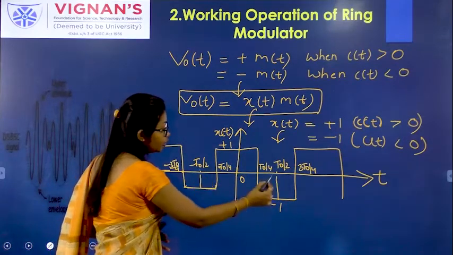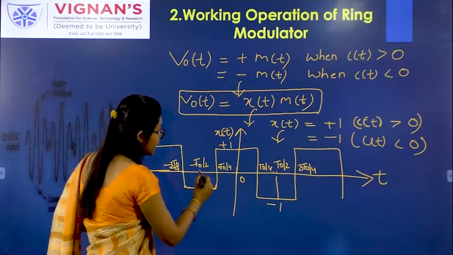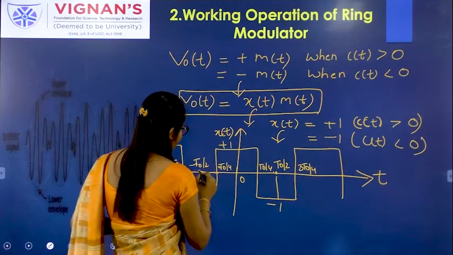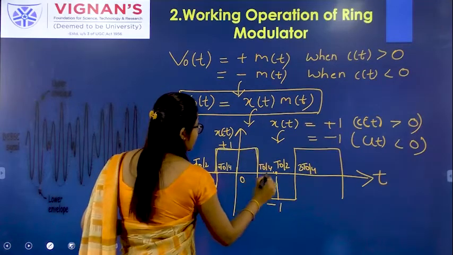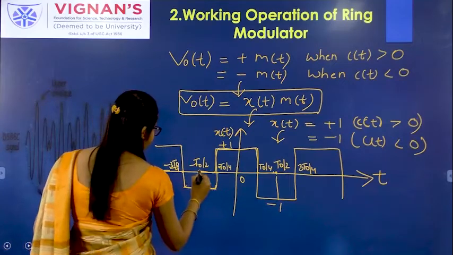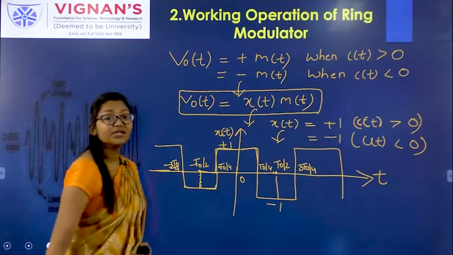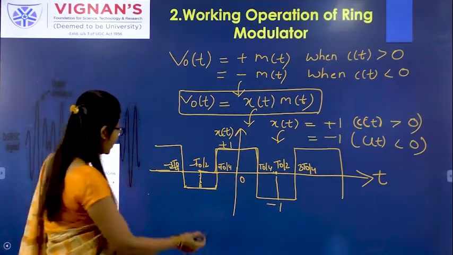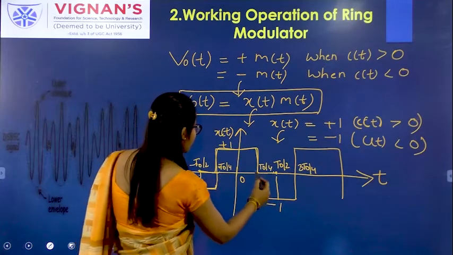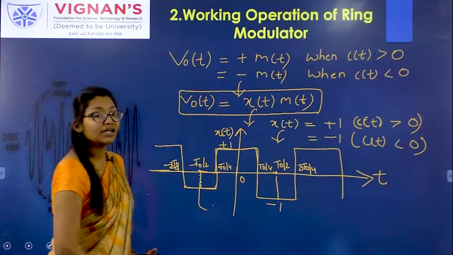Minus t naught by 2 to plus t naught by 2 will be given as one wave, right? Minus t naught by 2 to plus t naught by 2. So this is one full cycle I am considering here. Minus t naught by 2 to t naught by 2 is one full cycle, or otherwise you can say t naught by 4 to 3 t naught by 4 as one cycle. So any cycle you can consider here.